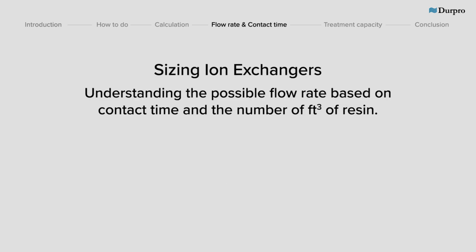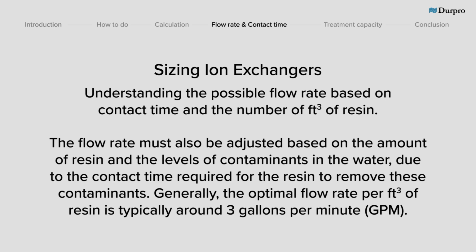Understanding the possible flow rate based on contact time and the number of cubic feet of resin. The flow rate must also be adjusted based on the amount of resin and the levels of contaminants in the water, due to the contact time required for the resin to remove these contaminants. It is noted that the contact time varies according to many factors, but generally, the optimal flow rate per cubic foot of resin is typically around 3 gallons per minute.